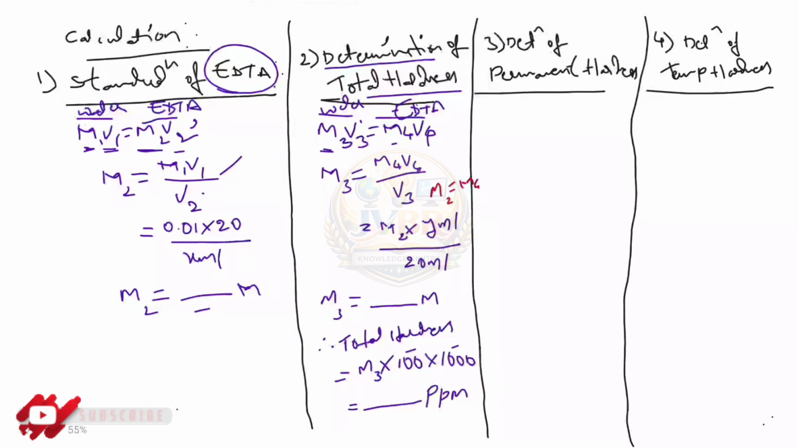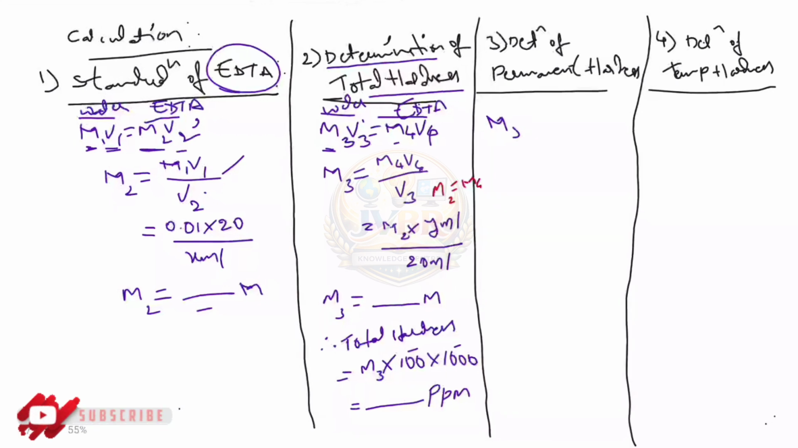Now step 3, determination of permanent hardness of water sample. Same formula, M5V5 is equal to M6V6. Here M5 is molarity of water, V5 is volume of water, M6 is molarity of EDTA, V6 is volume of EDTA. We have to determine permanent hard water concentration and hardness. So the formula is M5 is equal to M6V6 by V5.